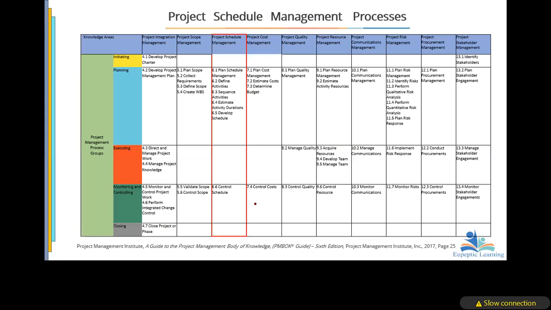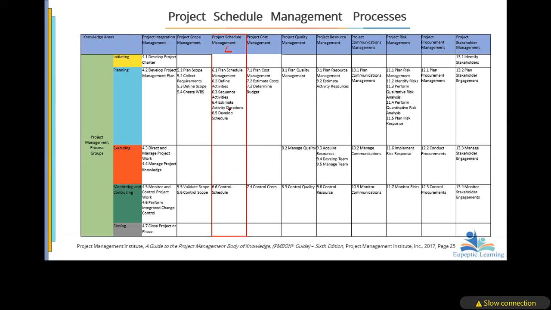Now we are looking at the processes proper of project schedule management. Remember, how many processes are here? You see, one, these are five, and then this is what? So there are 6 processes in schedule management. You plan the schedule management, you define the activities, you sequence them, and then you estimate the duration.